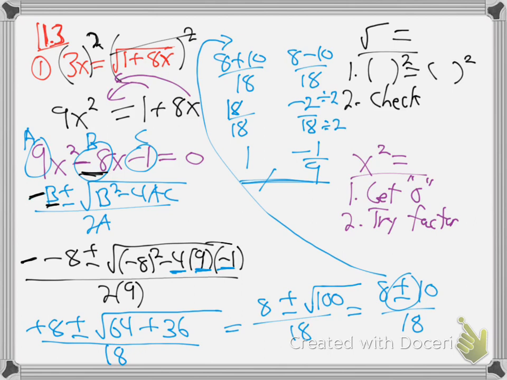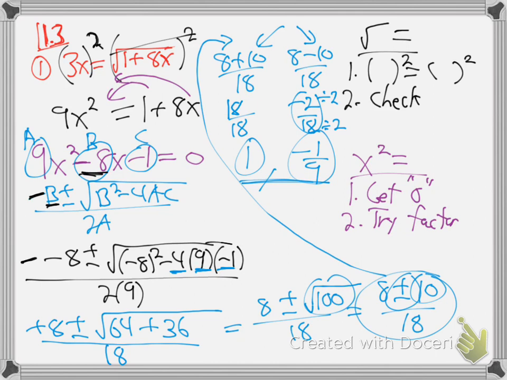So is that making sense so far? So I use the quadratic formula, got to here. 8 plus or minus 10 over 18, because the square root of 100 was just 10. Then I did the two options here, 8 plus 10 and 8 minus 10, both over 18. That's 18 over 18, 1, and then minus 2 over 18, which reduced to be minus 1/9.